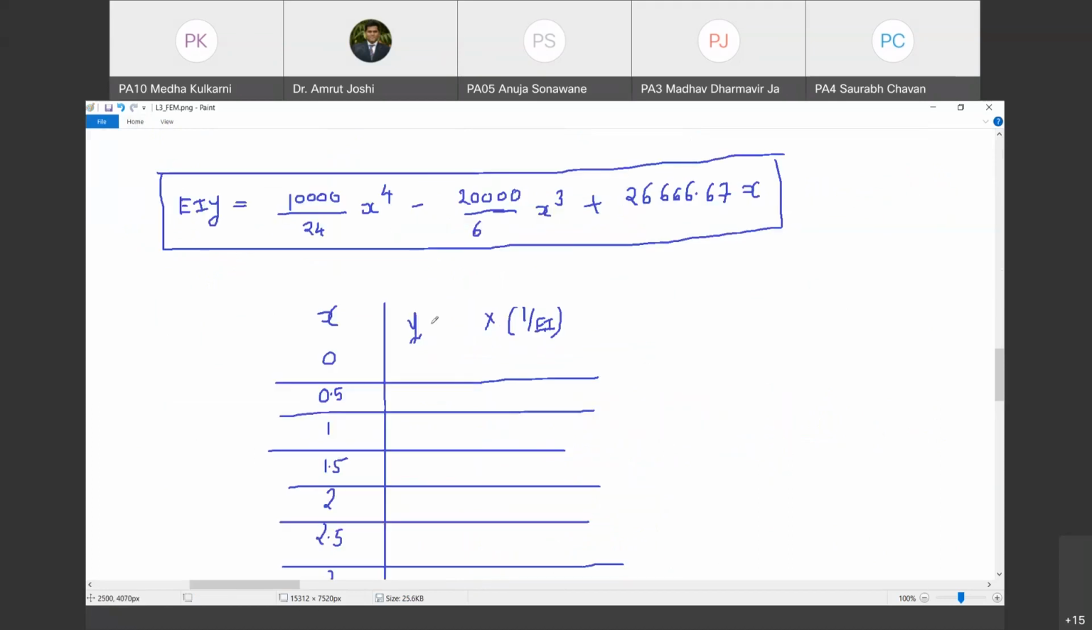So all the values are to be multiplied by 1 over EI. So for x equal to 0, the value of y will be 0. Do you agree with me? Yes, sir. So now substitute x equal to 0.5 and tell me what answer you get. On the calculator you write the expression only once, then just change the value of x.